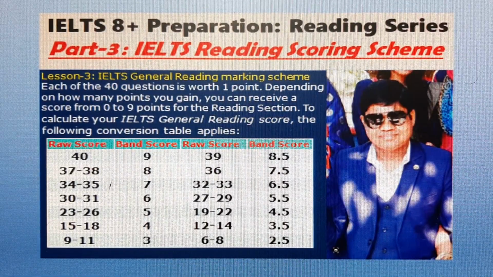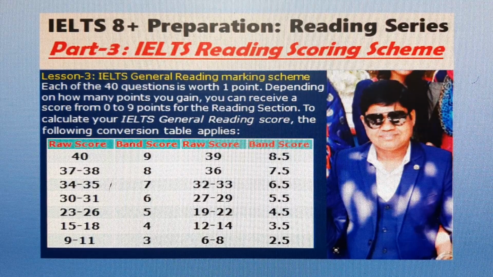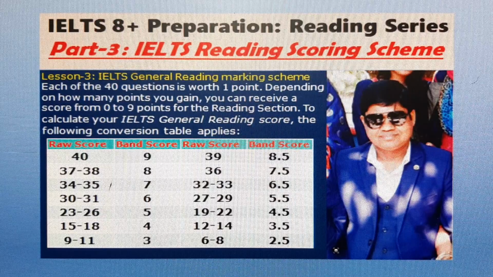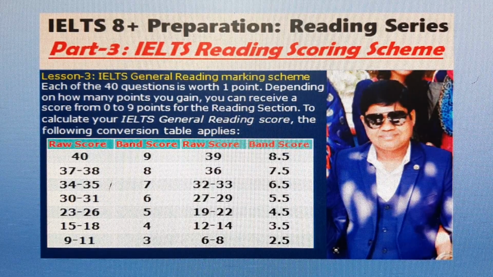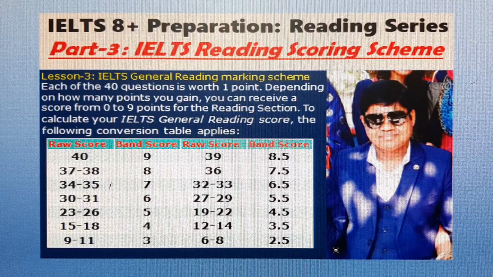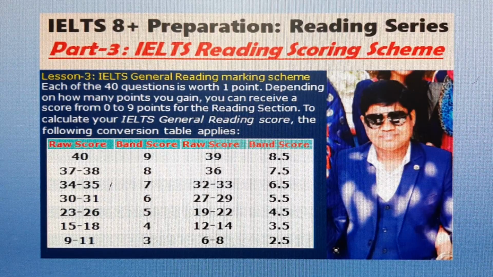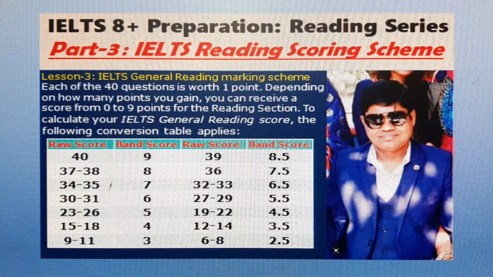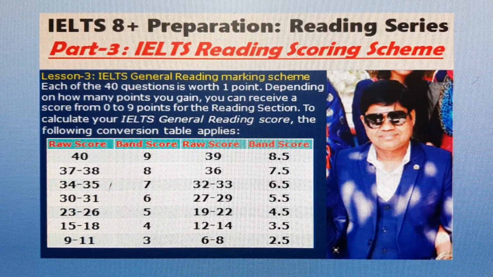In IELTS General Training Reading, when your raw score is 15 to 18, your band score will be 4. Raw score 12 to 14, band score 3.5. Raw score 9 to 11, band score will be 3. When your raw score is 6 to 8, your band score will be 2.5 and the like.